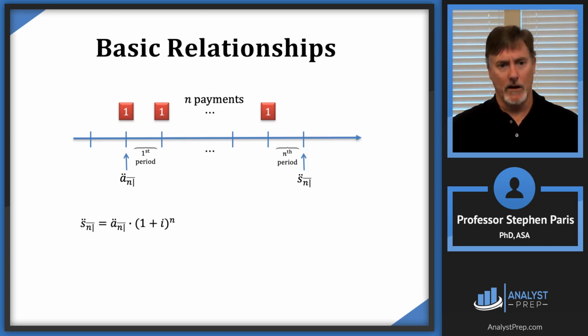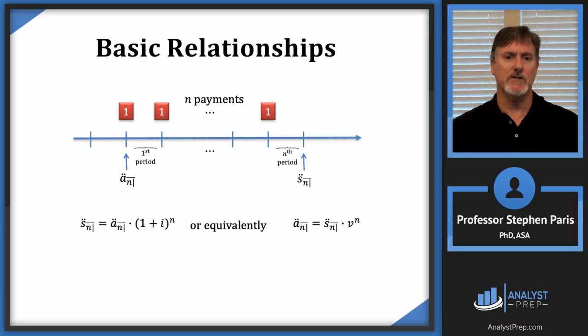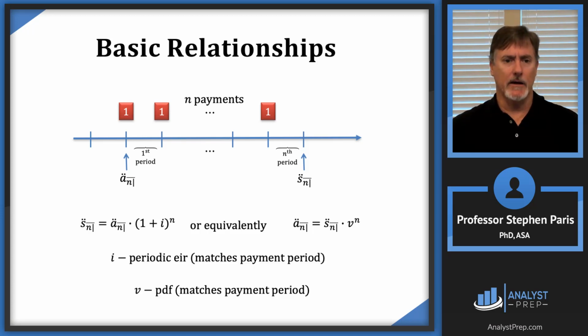And then in the reverse direction, if I knew the value of an S double dot angle N, I would need to discount that N periods to get an A double dot angle N. And again, i is the periodic effective interest rate and v is the periodic discount factor.